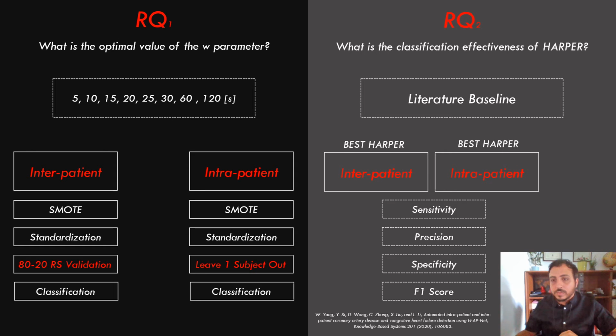With respect to the second research question, taking into account the result of the first research question and to assess the classification performance of Harper, we conduct its validation considering the best ECG time window combined with the best performing machine learning classification pipeline. Moreover, we compared our approach with a selected baseline to assess if Harper has comparable performance to a state-of-the-art approach for congestive heart failure detection. So let's analyze the results.